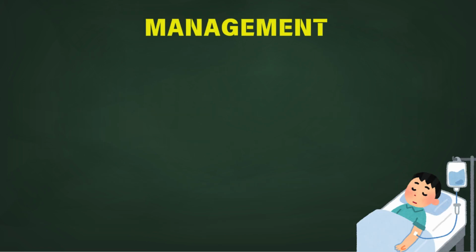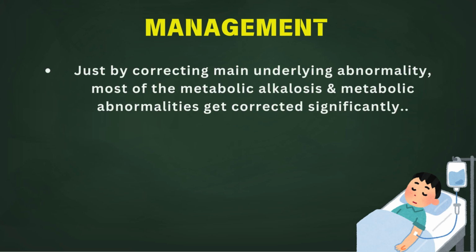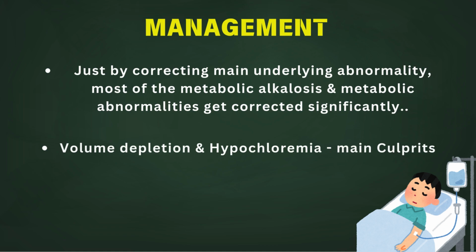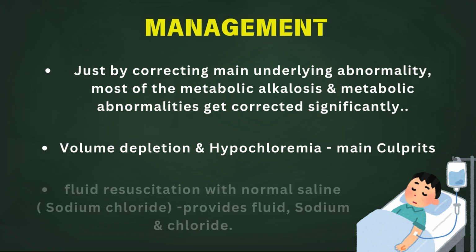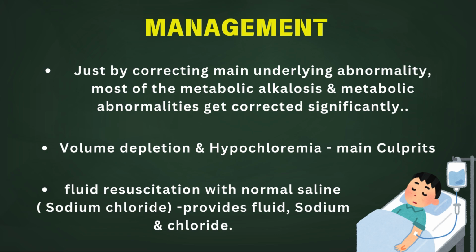So how do we manage these multiple and complex metabolic abnormalities seen in case of IHPS? In fact, it is very simple. We just need to correct the main underlying abnormalities. That is, the main culprits here are volume depletion and hypochloremia. By just correcting the volume depletion, hypochloremia, and hyponatremia, most of the metabolic abnormalities and metabolic alkalosis get corrected significantly. Fluid resuscitation with normal saline, that is sodium chloride, provides all three, that is fluid, sodium, and chloride.